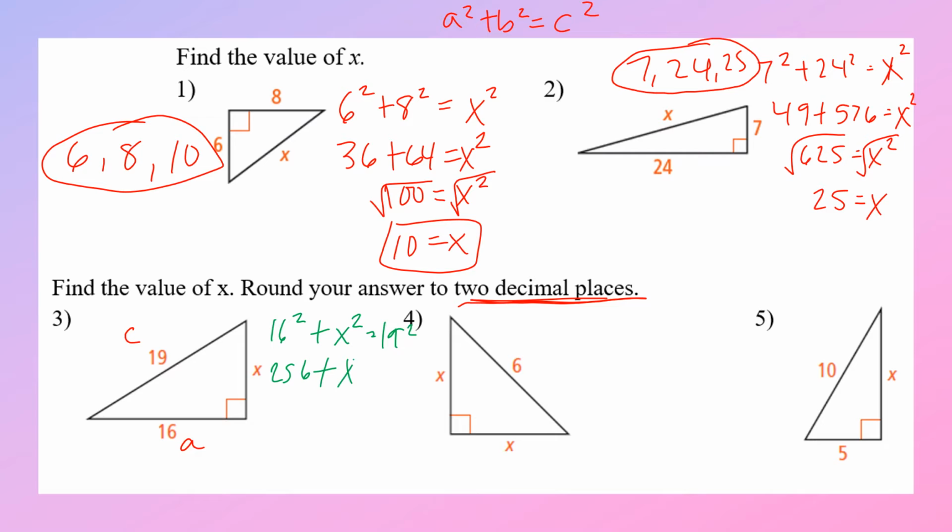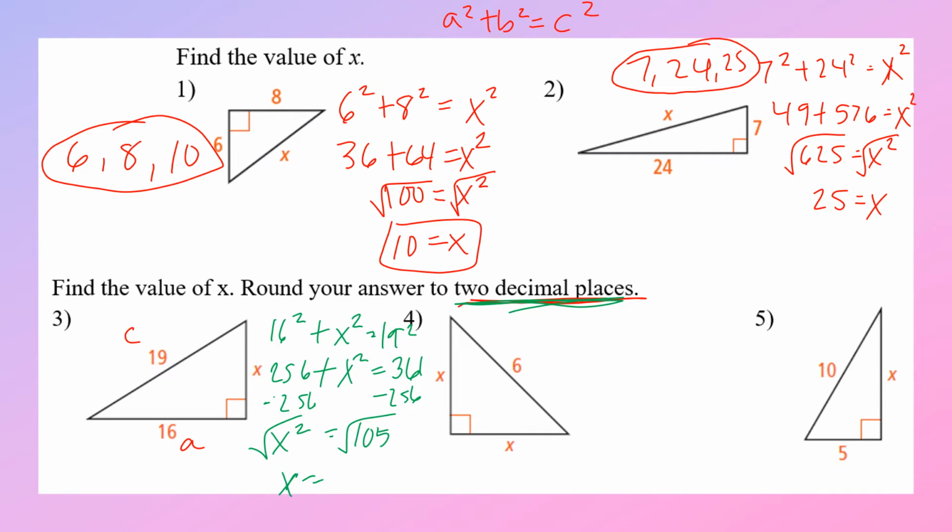X squared you can't do anything to. 19 squared is 361. And then we're going to do a simple algebra problem. So subtract 256 from both sides. You get x squared equals 105. Now 105, you're not going to take the square root of nicely, which is perfectly fine. We are just going to round to 2 decimal places, okay?